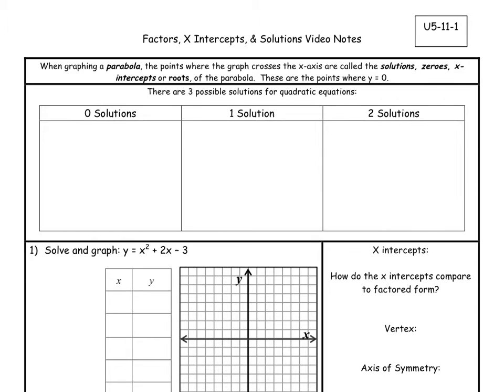Okay, so when we're graphing a parabola, and remember that a parabola is just the shape of the graph that a quadratic function makes, and a parabola always has an x squared in it. If it doesn't have x squared, then it's not a parabola. So the points where the graph crosses the x-axis are called the solutions, the zeros, the x-intercepts, or the roots of the parabola. These are the points where y equals 0. So our x-intercepts are when y equals 0, we have to find x. And we have three scenarios when we're graphing quadratic functions.